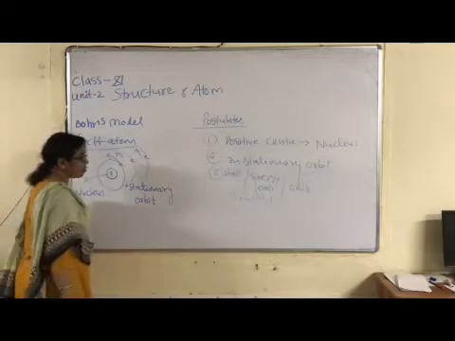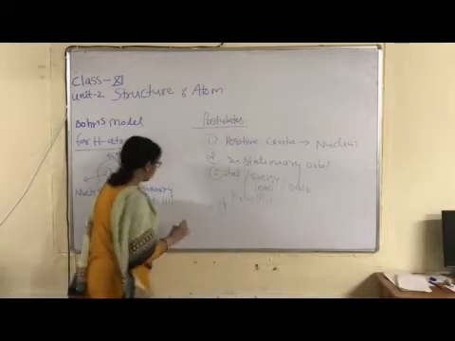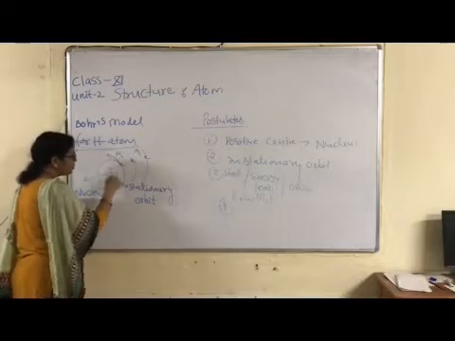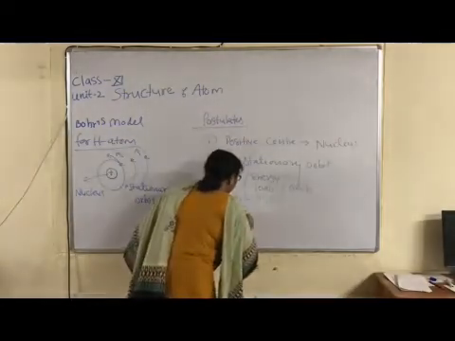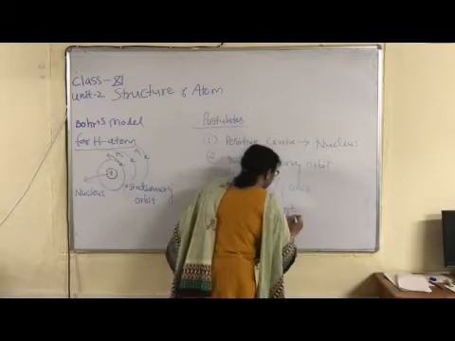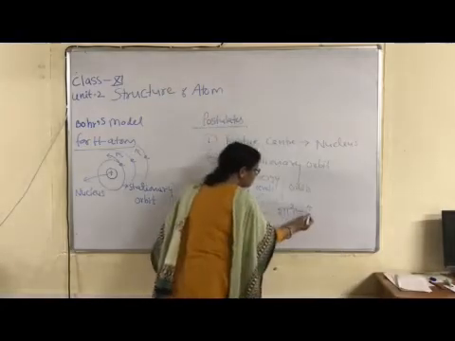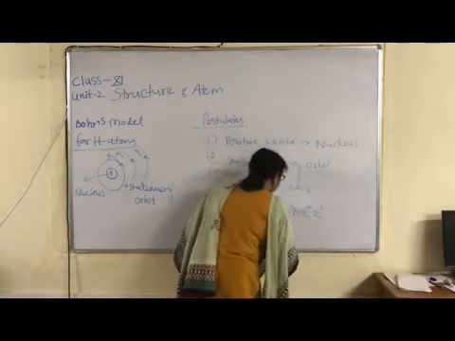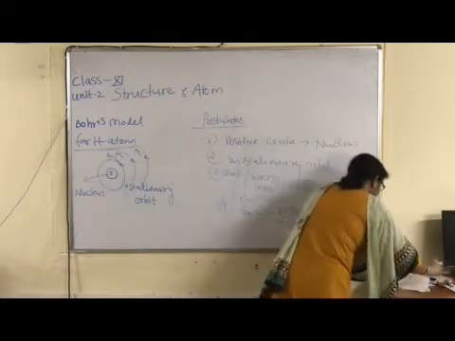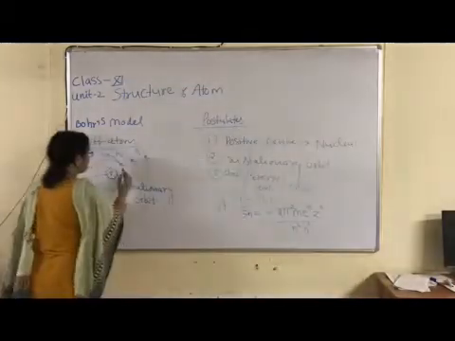Next, the energy of each orbit is fixed. What is the mathematical relationship between the energy level, meaning the number of the orbit, and the energy of the electron? En is equal to minus 2 pi square m e raised to the power 4, then Z square upon n square and h square, right? E denotes energy and n is the integral number of the energy level.